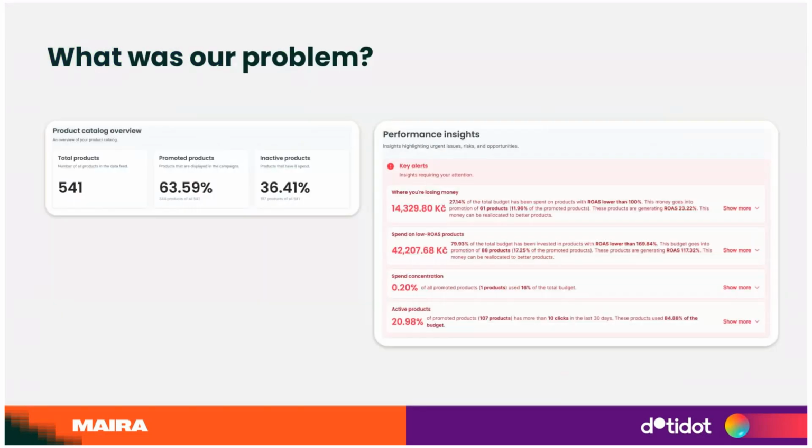Now let me walk you through a real example from one of our accounts. When we first ran product analytics on this client, we saw 4 major red flags. 14,000 Czech crowns going into products which was below 100%, meaning we were literally losing money on every sale. 42,000 Czech crowns on products with very low ROAS, and only 20% of promoted products had more than 10 clicks, but consumed 85% of the budget. So the question was, how do we fix this?